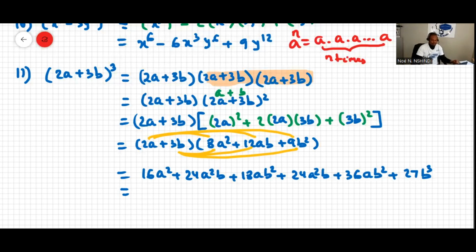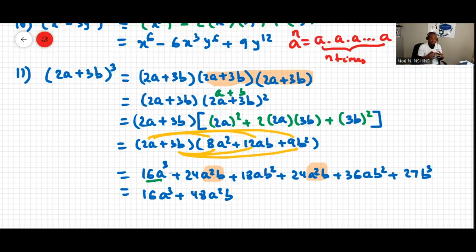Over here I meant to say to the power 3, 16a cubed. Is there any other term that ends with a cubed? No, we don't have any. Any terms with a squared b, we have one here. This one is ab squared, so we cannot take that one, but this one, yes, we can. So we will have 16a cubed, and 24a squared b plus 24a squared b makes 48a squared b, because they're like terms, we can combine them.